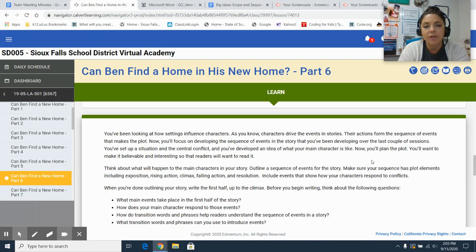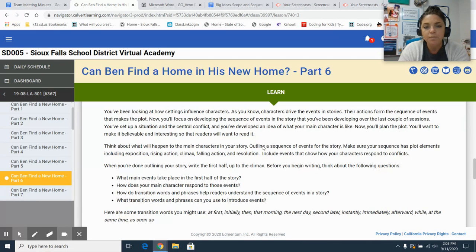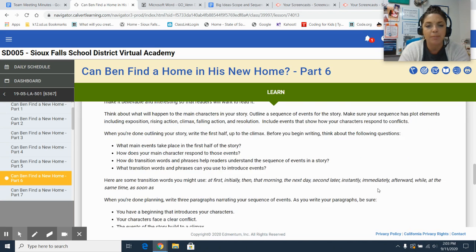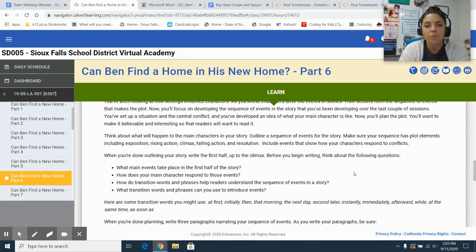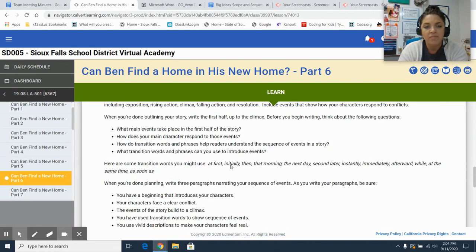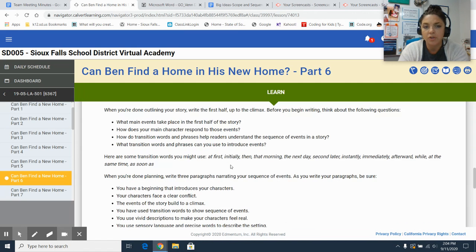And then it's going to go into some learning. It tells you to think about what's going to happen with the main characters in the story. And then you're supposed to be outlining your story. And it says write the first half up to the climax. Before you begin writing, think about the following questions. So you're going to begin your writing. So then you're going to have your writing journal. Okay. And make sure you read that carefully so you know what you're writing.